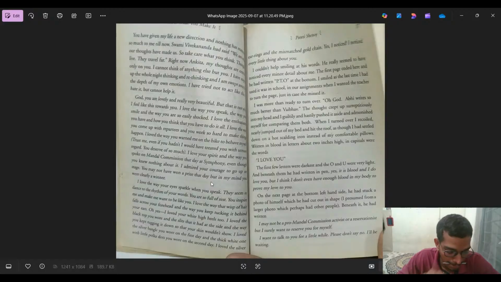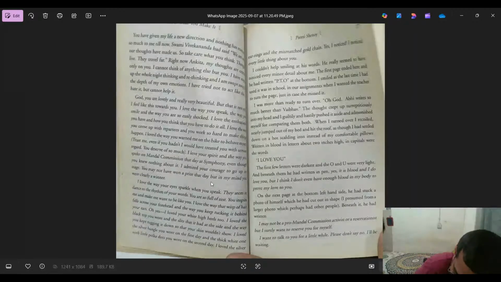I sat the whole night thinking and rethinking, and I am swept away by the depth of my own emotion. I have tried not to act like this. I hate it, but I cannot help it. I understand you are lovely and really very beautiful, but that is not why I feel like this towards you. I love the way you speak, the way you smile, the way you are so easily soft. I love the enthusiasm.